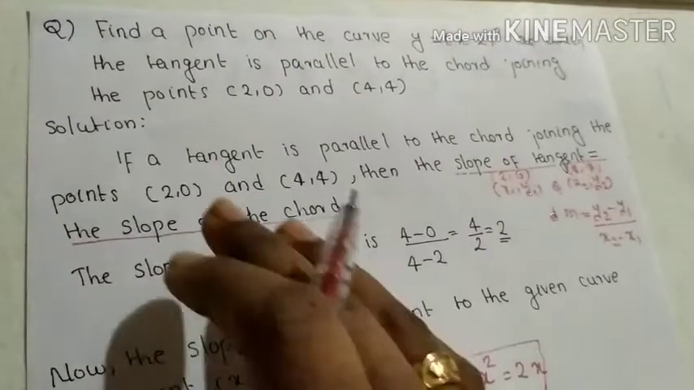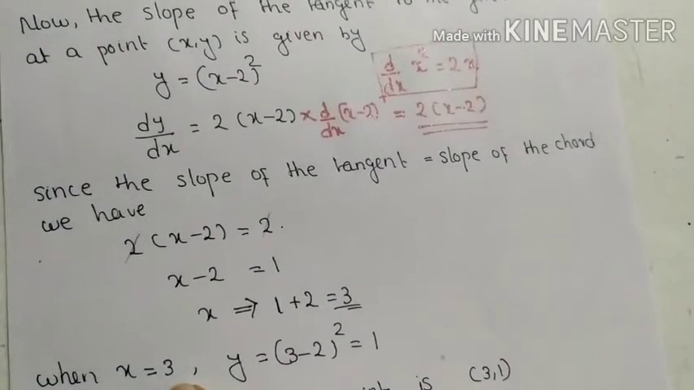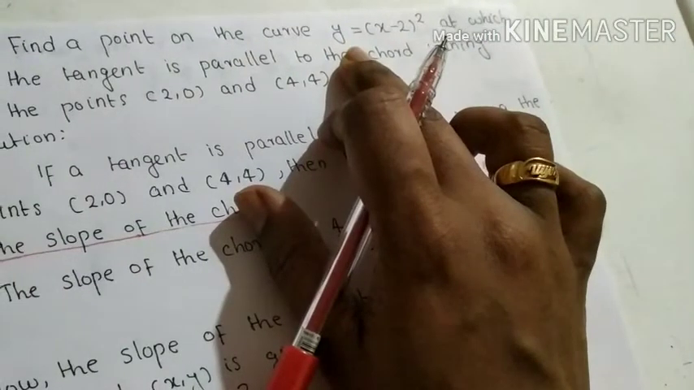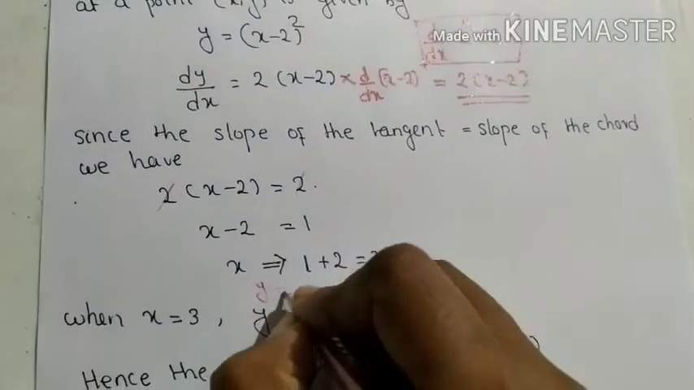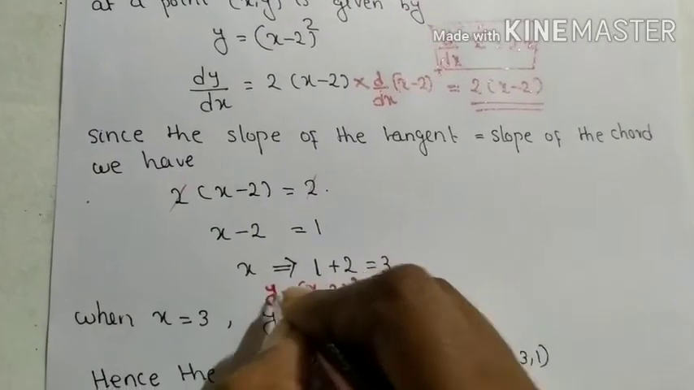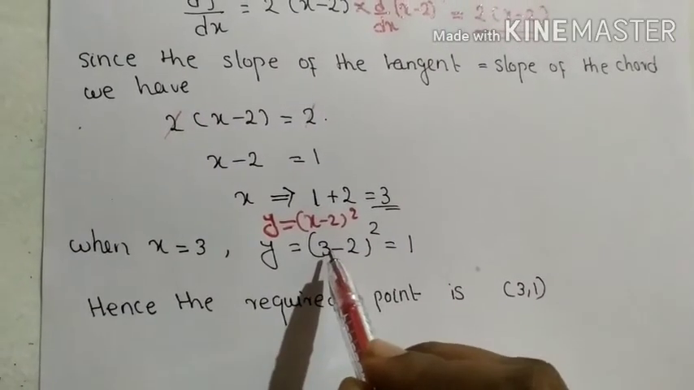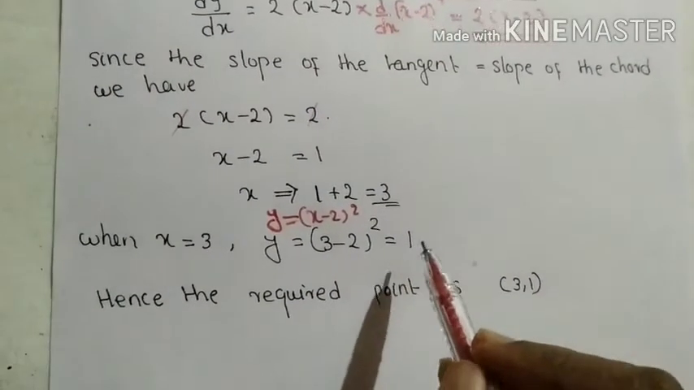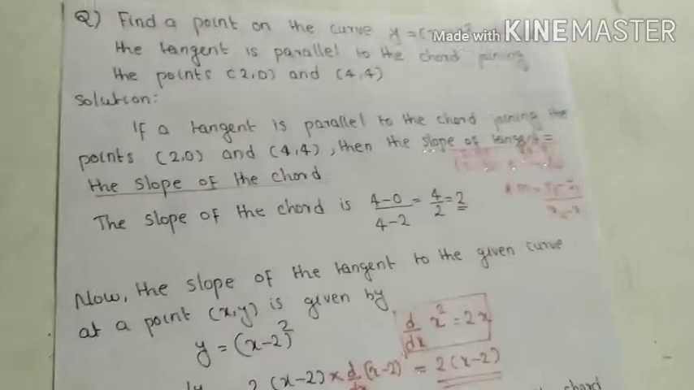In this question we need to find the point on the curve. So at x equal to 3, substituting the value of x in the given curve y equal to (x minus 2) the whole square, here x is 3, so substituting 3 we get y equal to (3 minus 2) the whole square, that means 1. So the required point is (3, 1). Okay, I hope you understood.